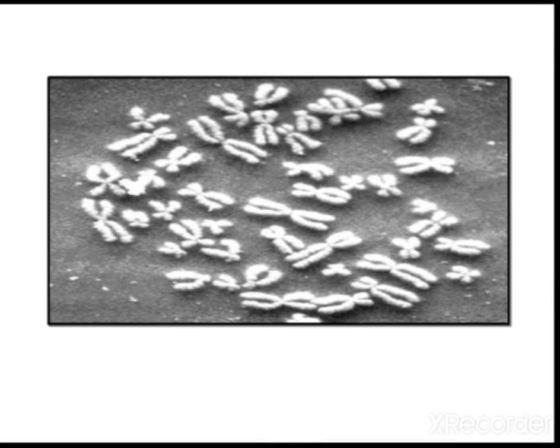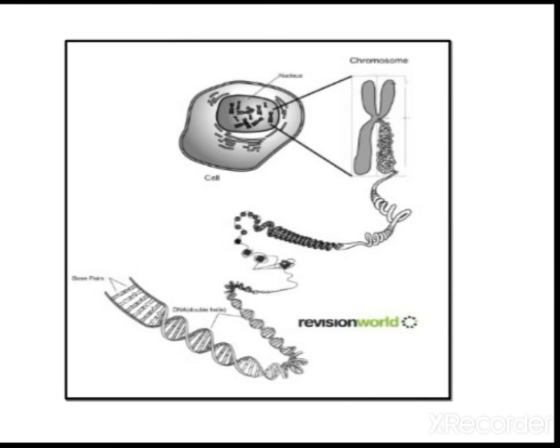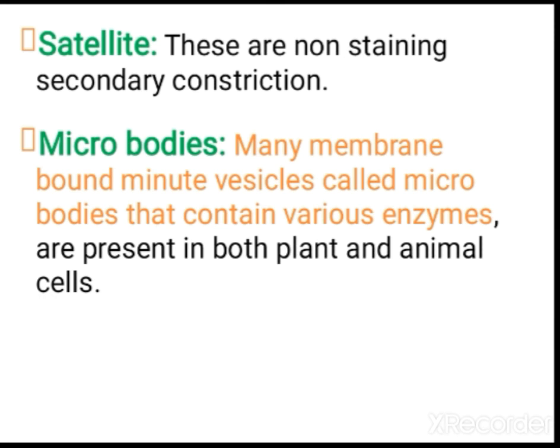This is the photograph of a chromosome when it is condensed during cell division. It has been taken and arranged by electron microscope. See here how the chromosome is being condensed to form chromatid during cell division. Here one single chromosome, when you unfold, contains a lot of DNA in a folded manner like this. Satellite chromosome, I told, satellite body. This is the non-staining secondary constriction seen in the chromosomes.